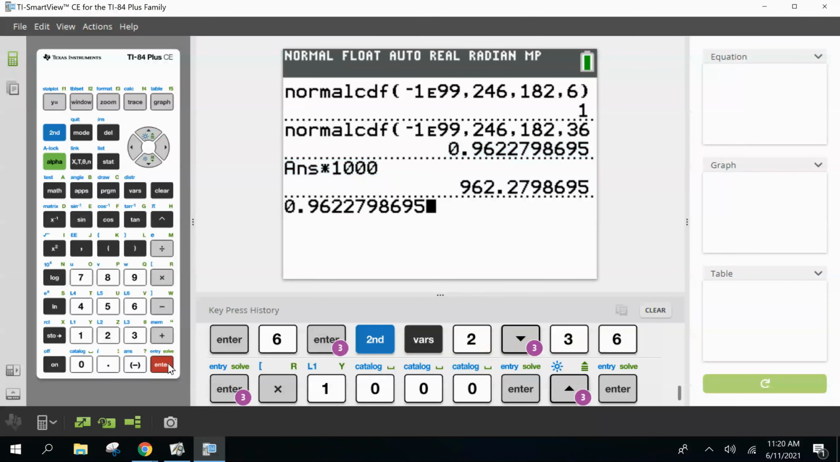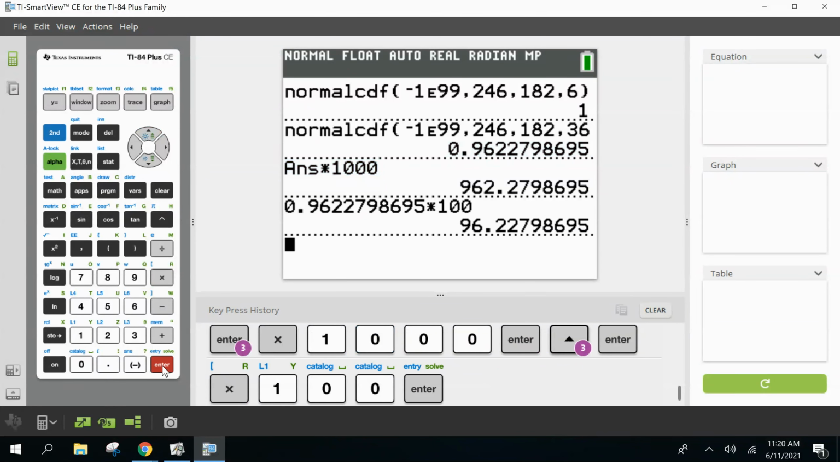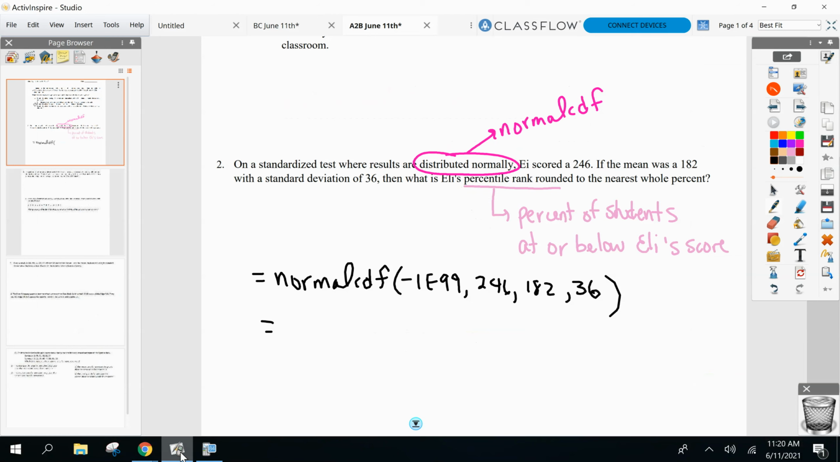Last time we hear from Caroline today. 96%. Yep. So Eli's a stud, huh? 96% of the people scored below him. All right. Thanks, Caroline.